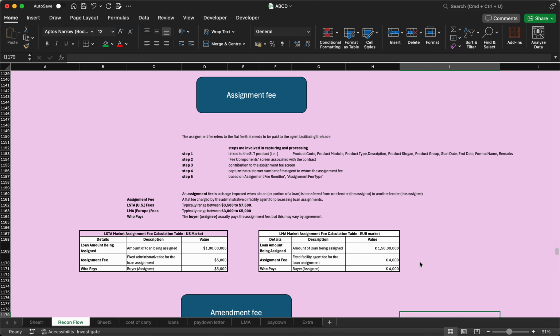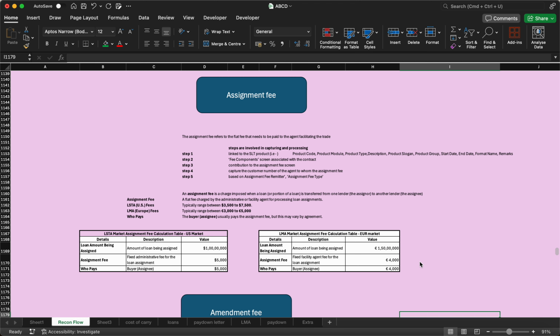Based on the assignment fee reminder and assignment fee type, when we do posting into our application, like we can say the admin side, or our side where we are doing reconciliation, there will be an option named assignment fee. Accordingly we have to post. Sometimes the fund accounting team, or sometimes maybe the recon team, should post it under the assignment fee type.